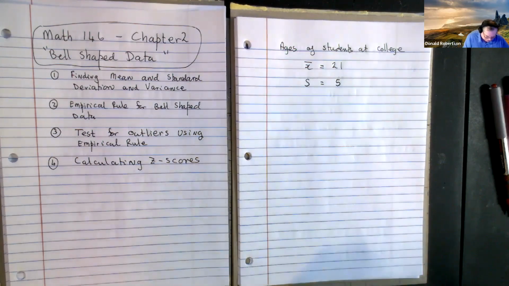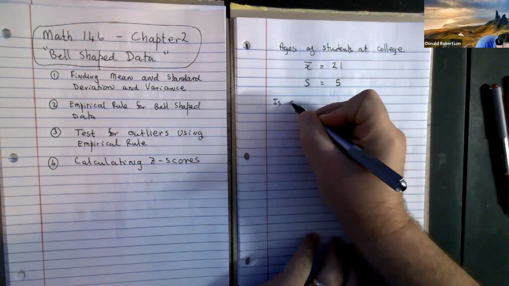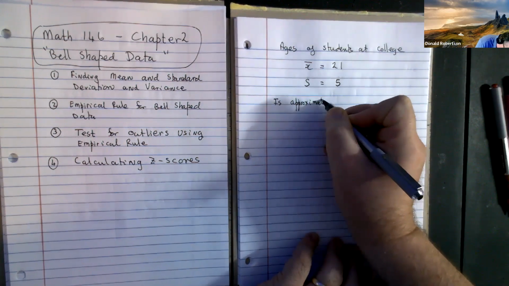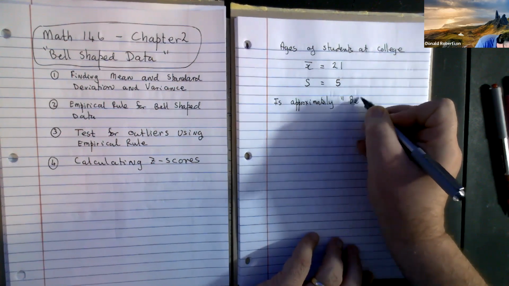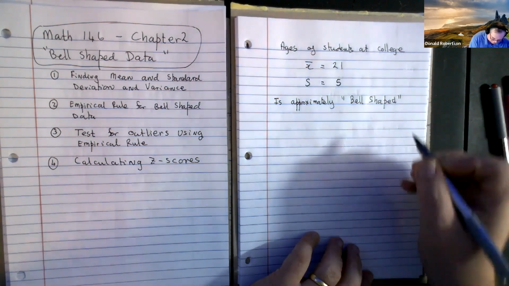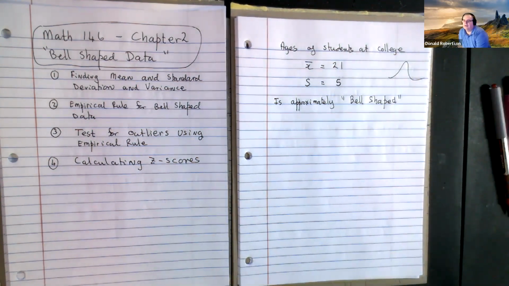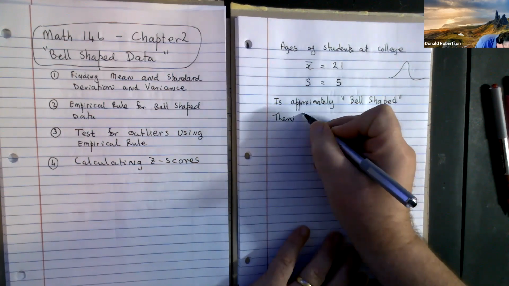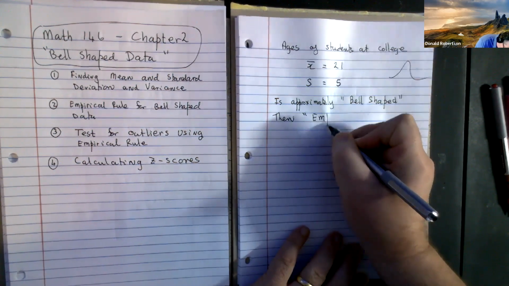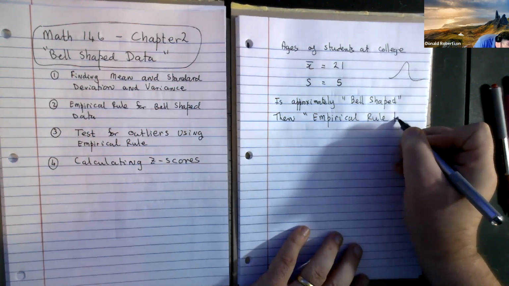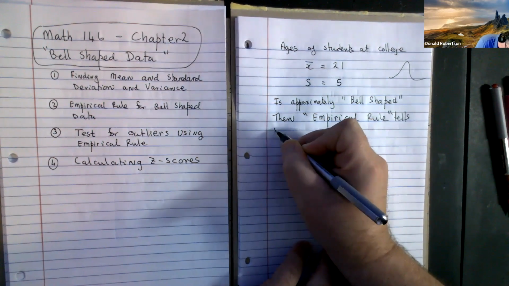If this data is approximately bell-shaped, and it doesn't need to be perfect. To be bell-shaped, don't you just basically need to be one hill, right? If you're approximately bell-shaped, then here's a fancy expression. The empirical rule tells us the following.